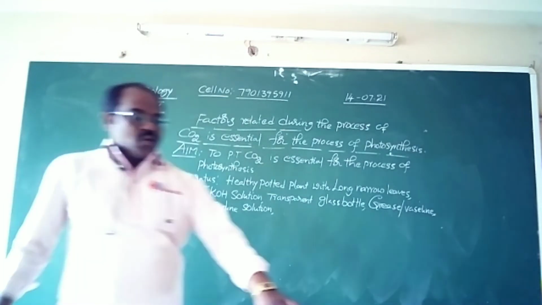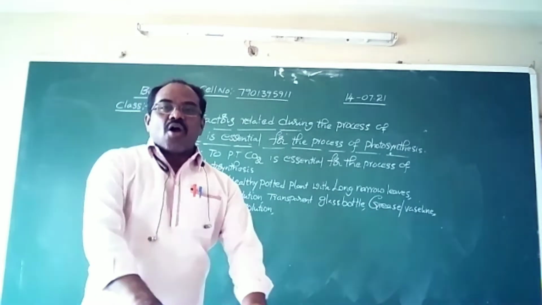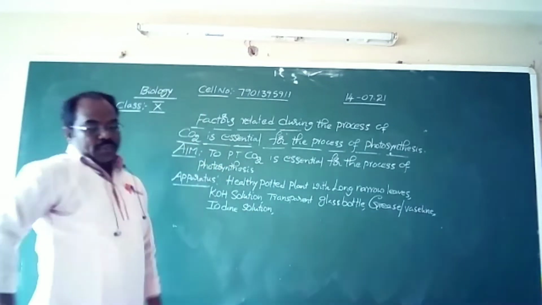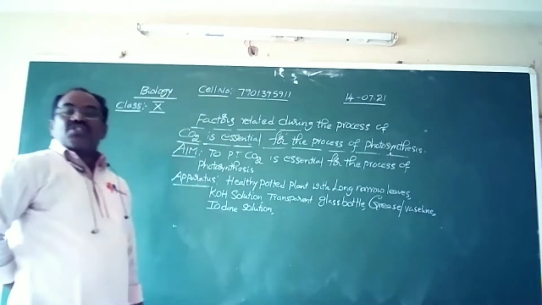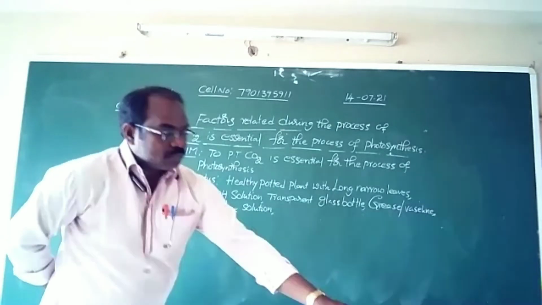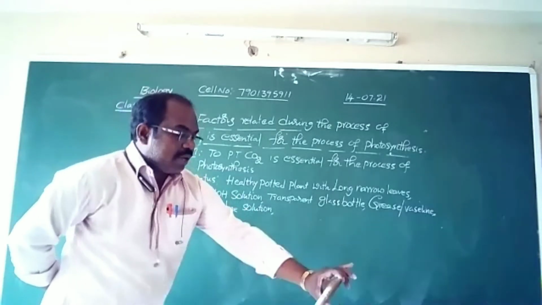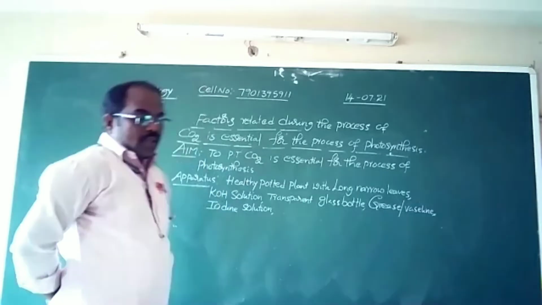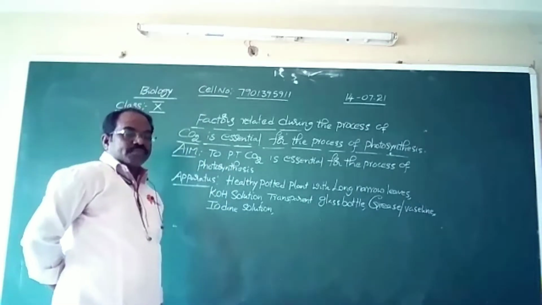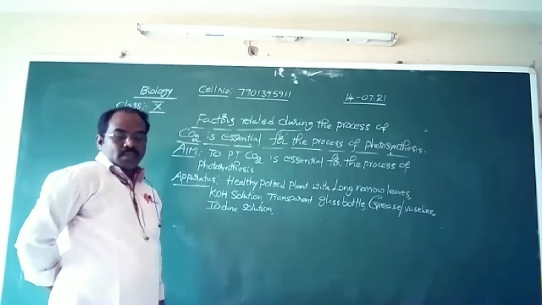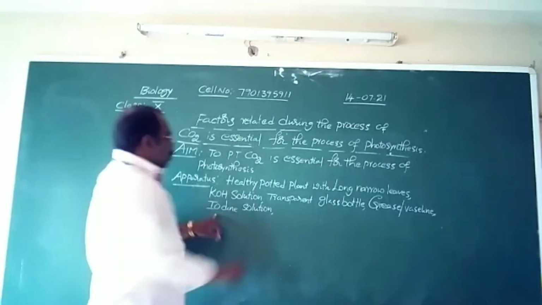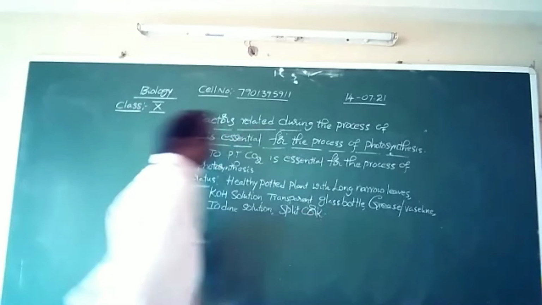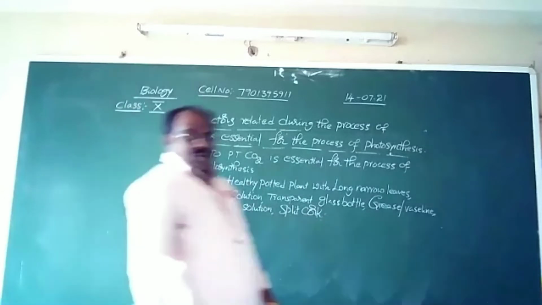Write down, all of you: how can you prove that carbon dioxide is essential for the process of photosynthesis? Aim and apparatus: iodine solution and a split cork also. These are the apparatus for this activity.